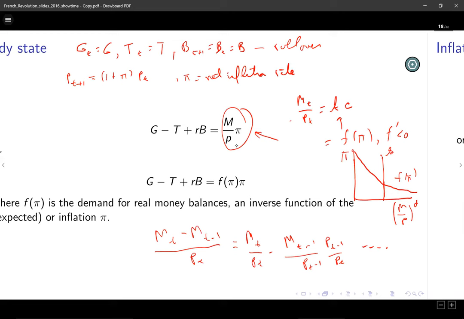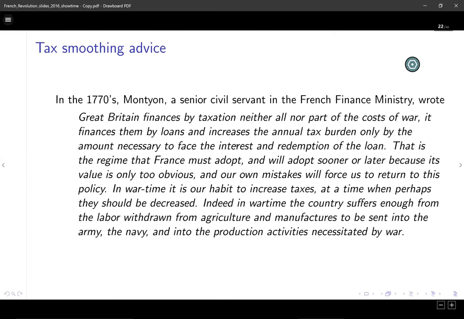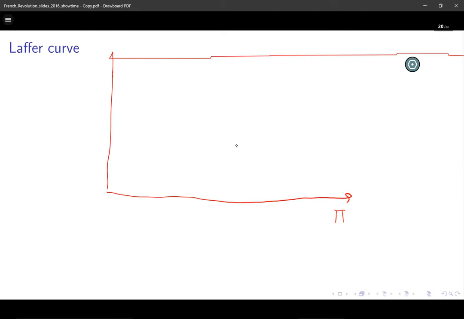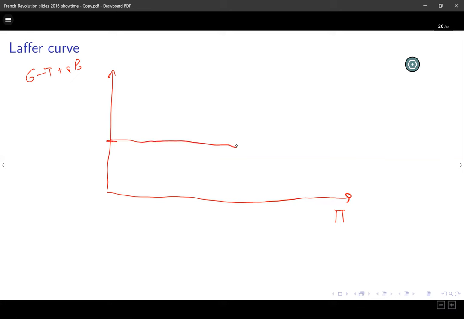Here, pi is the inflation rate. I'm going to draw this like this. Pi is the inflation rate, and on this graph I'm going to put G minus T plus rB. What's that? That's the gross-of-interest government deficit. In a steady state, that's just going to be a constant line. It's not going to depend on pi. And then I'm going to plot a curve that's F of pi times pi. That's going to be the revenue from the inflation tax, and it's going to look like this.